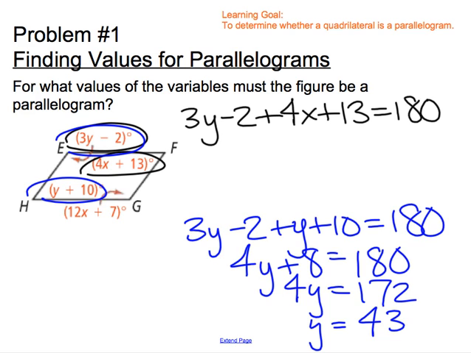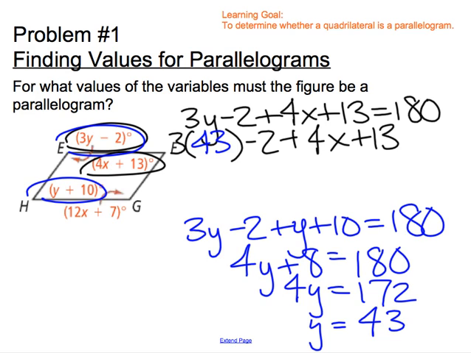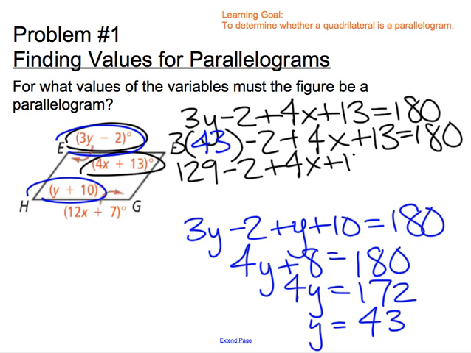Once we know the value of y, we can once again plug it in up here. So we have 43, and the remainder of the equation stays the same. So 3 times 43 minus 2 plus 4x plus 13 equals 180. Here we want to multiply 3 times 43. 3 times 3 is 9. 3 times 4 is 12. So we have 129 minus 2 plus 4x plus 13, and that's supposed to equal 180.